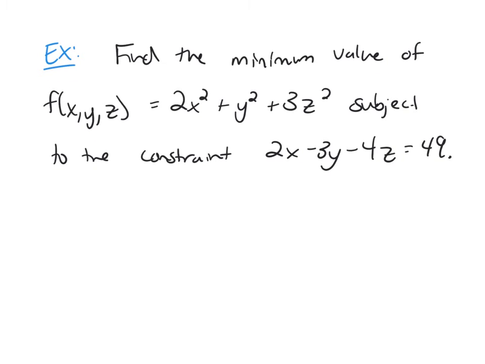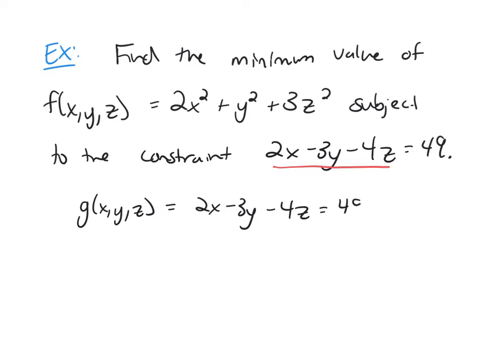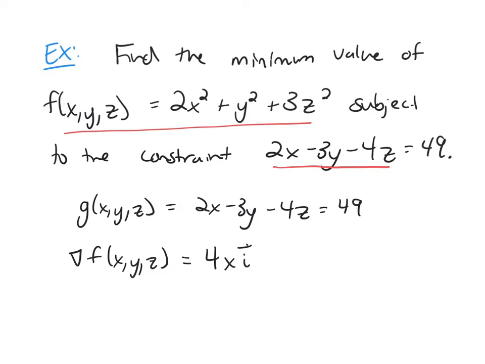So remember that this last equation is your constraint equation. So that's our g function, 2x minus 3y minus 4z equals a constant, and that constant is 49. Now we're going to find the gradients of our two functions. Look at our function f here. Find the gradient. So it'll be the partial derivative with respect to x, 4x i. The derivative with respect to y will be 2y j. The derivative with respect to z, 6z k.